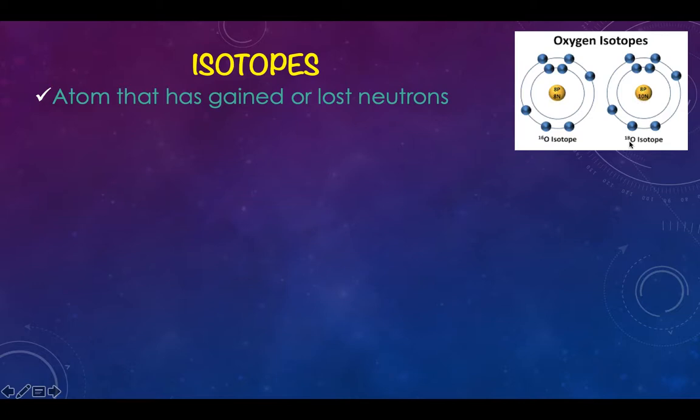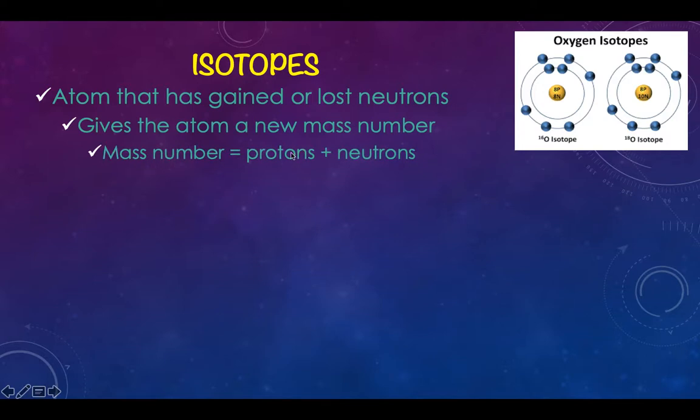And then notice we've got a special symbol here. O with an 18. You might notice that that comes from protons plus neutrons, or O with the 16, protons plus neutrons. That 16 is the mass number. That 18 is the mass number. So when you gain or lose neutrons, you get a new mass number because remember, mass number is protons plus the neutrons. So change the neutrons, change the mass number. If you change the protons, that would change the mass number too, but it would also change the identity of the atom, and that's not what we're talking about here.